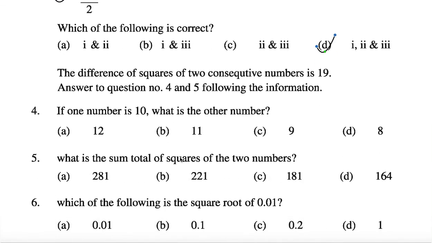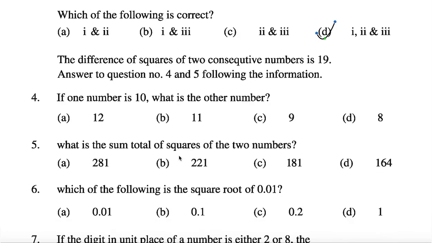The difference of squares of two conjugate numbers is 19. Answer questions 4 to 5 with the following information. If one number is 10, what is the other number?